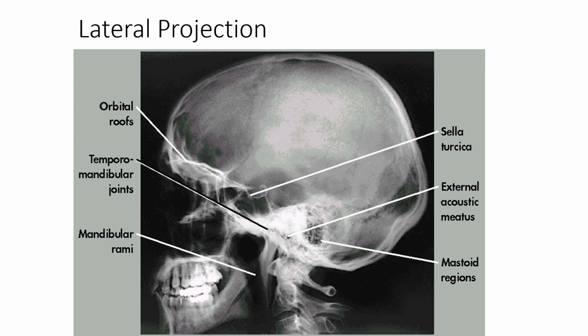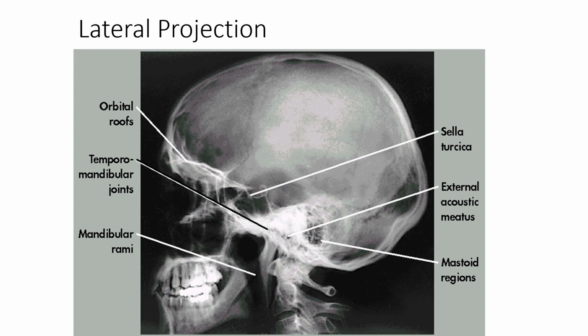All right. The lateral projection, what's it supposed to show? Well, you're supposed to see the orbital roofs. That is the entire cranial floor, left and right side superimposed with each other. It starts with the orbital roofs, which is actually the ethmoid and the frontal bones. You're going to see the sella turcica. You're going to see the temporal mandibular joints superimposed, the EAMs superimposed, the mastoid regions superimposed.